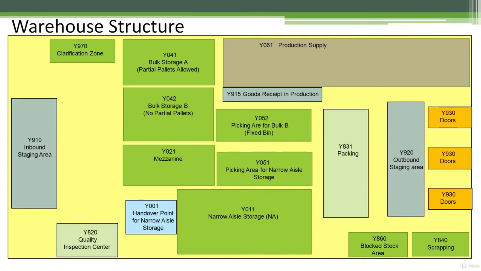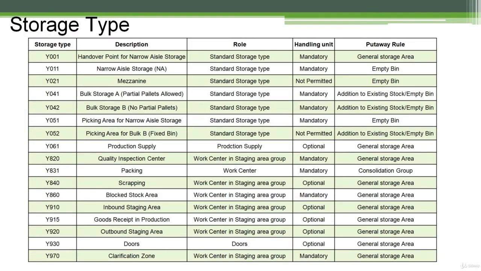Areas like Y860 is for storing all the block parts. So any parts which are damaged and which we plan to block, we would be taking them to storage type Y860. Storage type Y840 is for scrapping. Any product which is planned for scrapping will be taken to this storage type and then it will be eventually scrapped from the system.